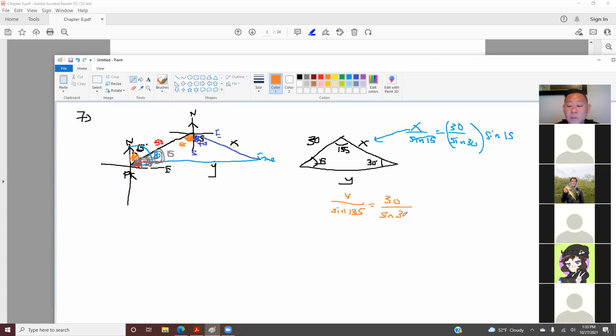The reason why I don't want you guys to use X and 15 is because sometimes you might miscalculate your X. If you miscalculate your X, you get Y wrong. And again, we multiply this by sine 135.